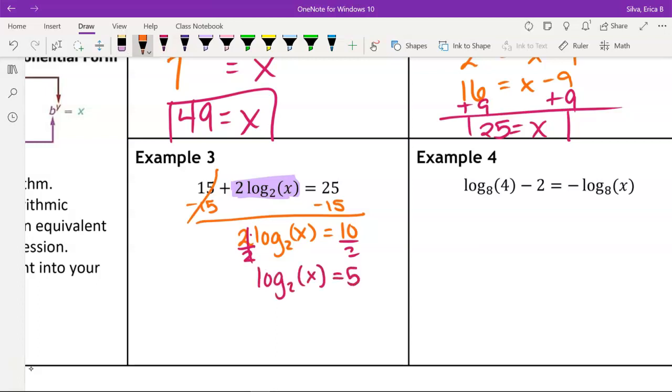And then from here, now that we have our log isolated, we're going to convert it into its exponential form. So we're going to get the base, and then we're going to switch the argument with the exponent, which means we're going to have 2 to the power of 5 is equal to x. And 2 to the power of 5 is 32.